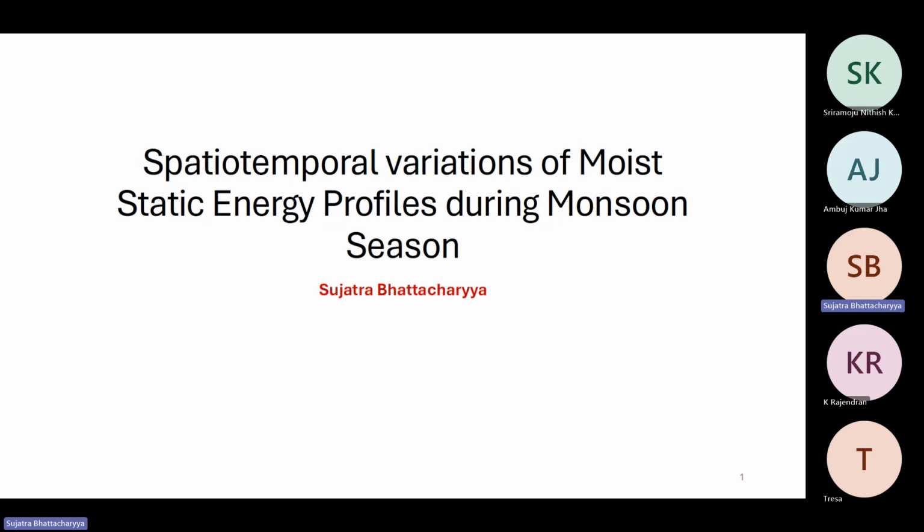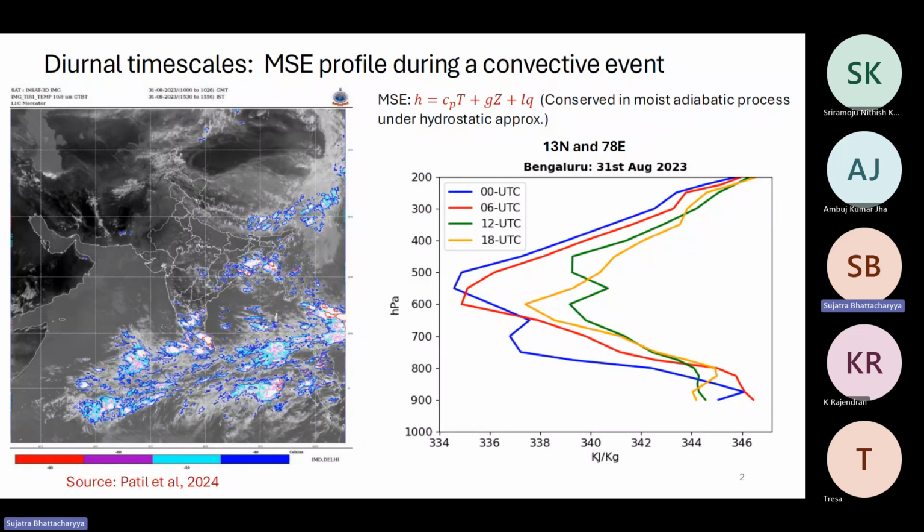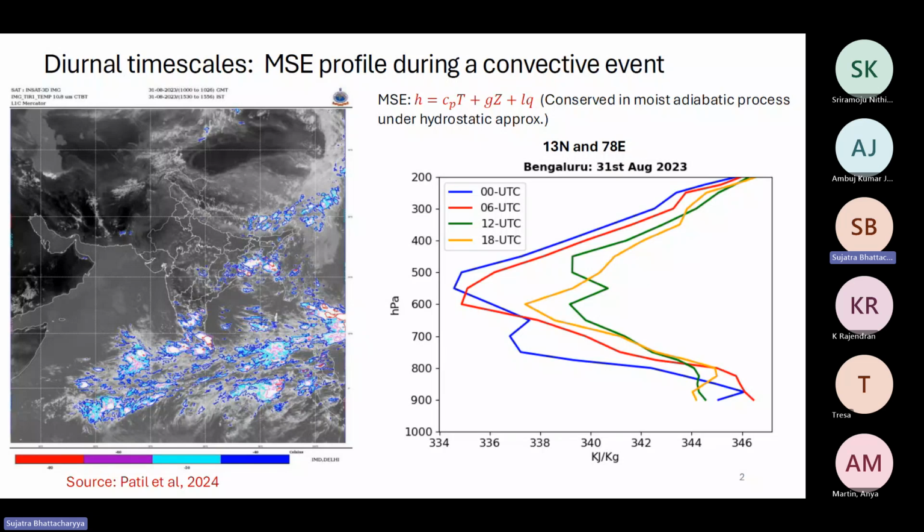So today I'm talking about the spatio-temporal variations of moist static energy profiles, particularly focusing on the monsoon season. At the very beginning, we all know about moist static energy. Mathematically, it can be written as H, the moist static energy, is Cp times the temperature plus the geopotential gz, plus Lq, the moisture-related energy. The first two terms represent the dry static energy, and together the three terms represent the moist static energy.